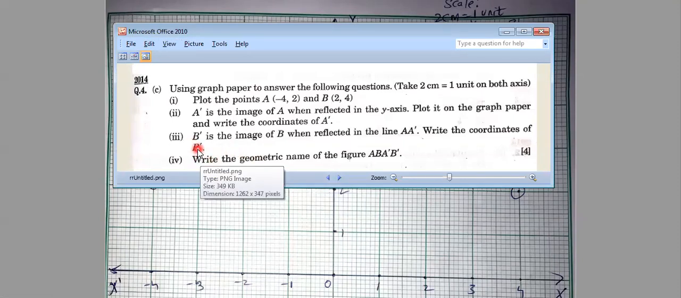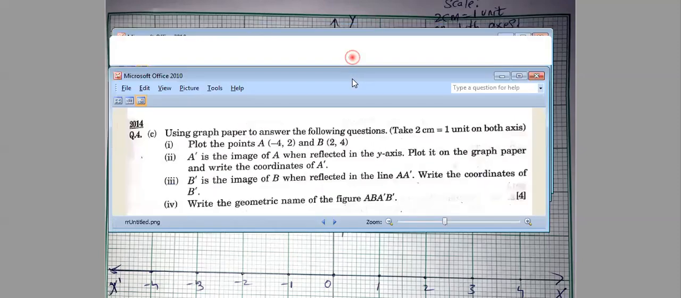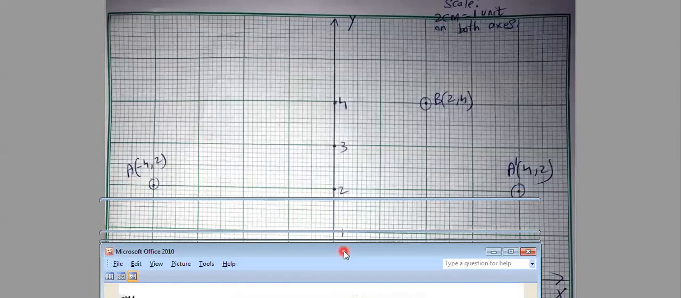Students, see this third sub question. B dash is the image of B. Okay, meaning B dash is the image of B when reflected through the line A dash. Where is A dash? Can you see this? This is A and this is A dash.